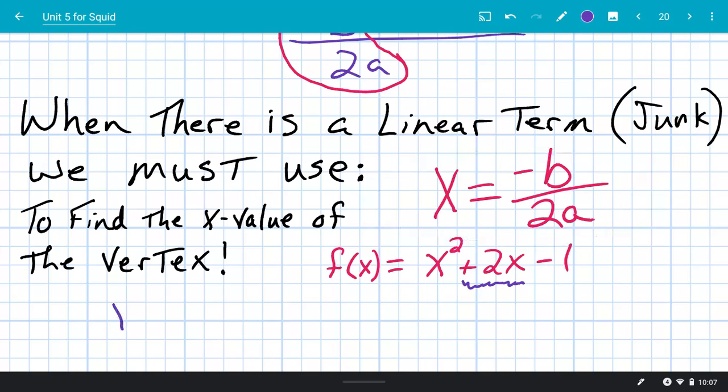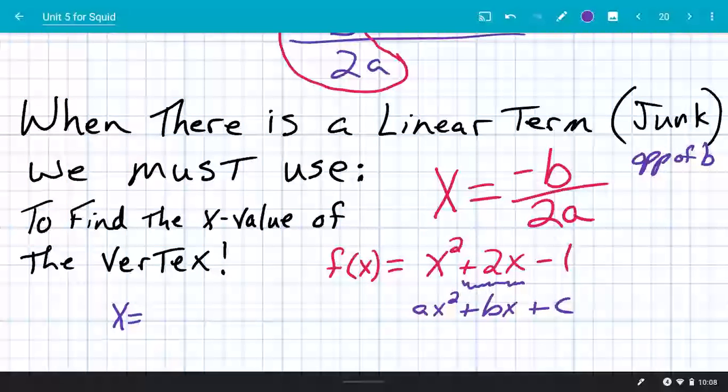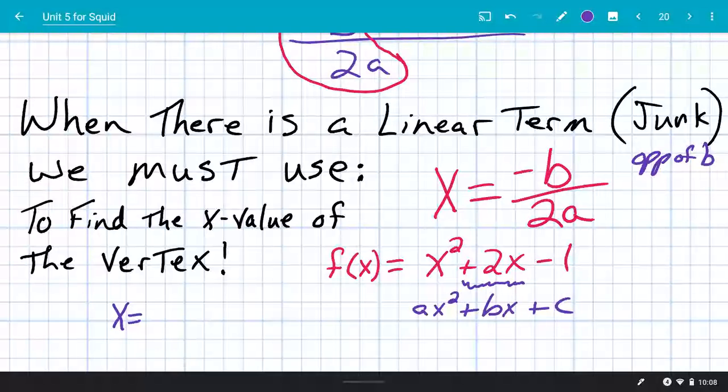So here we go. X equals. Now, negative b can sometimes be considered opposite of b, if that makes it easier for you to think of. For right now, what is my b term? What are you talking about, Coach Herman? Well, remember, standard form is ax squared plus bx plus c. So what is my b? It's a 2. And I need to use the negative of that or the opposite of that. So in this case, that would be a negative 2.